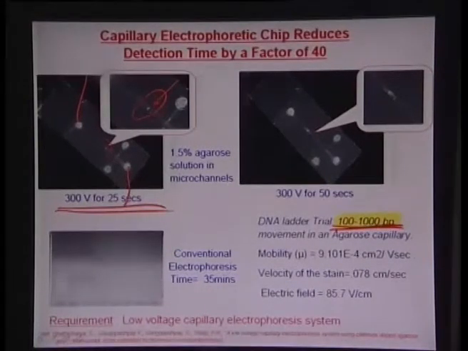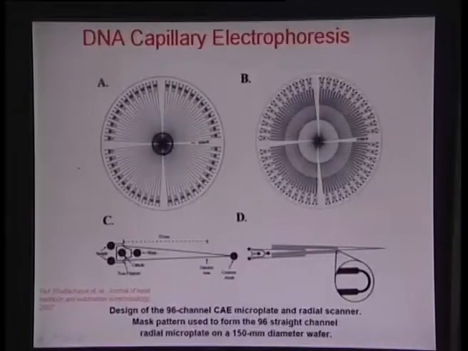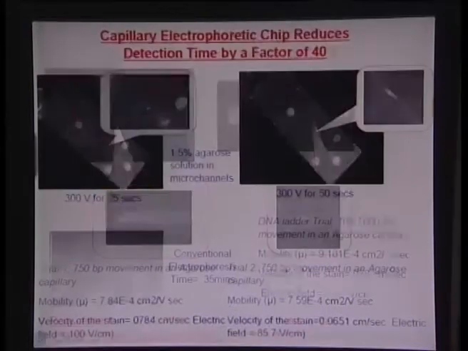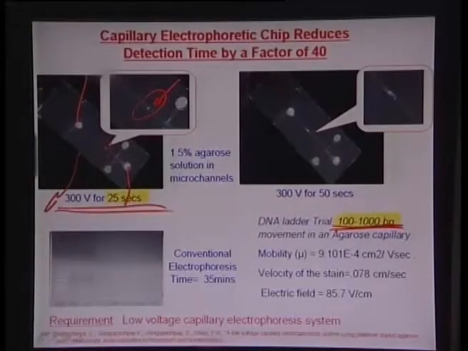So when you are flowing it for about 25 seconds, you see that a small stain is developed and lit up, and this whole assembly is placed over a transilluminator. That's why you can visualize this particular stain of interest here. You use a 1.5% agarose solution in these microchannels.